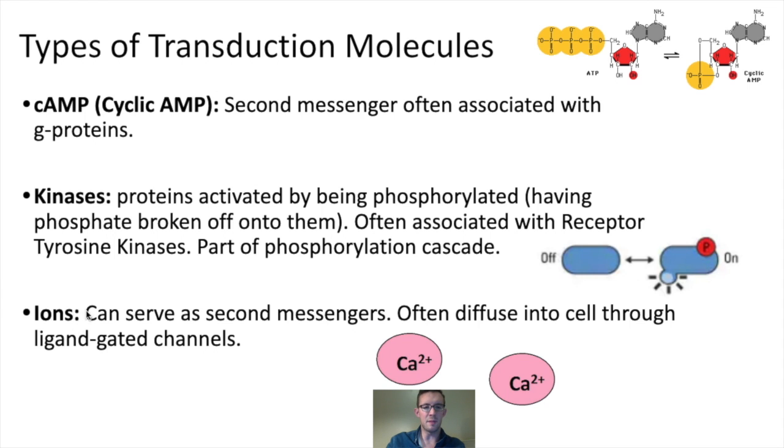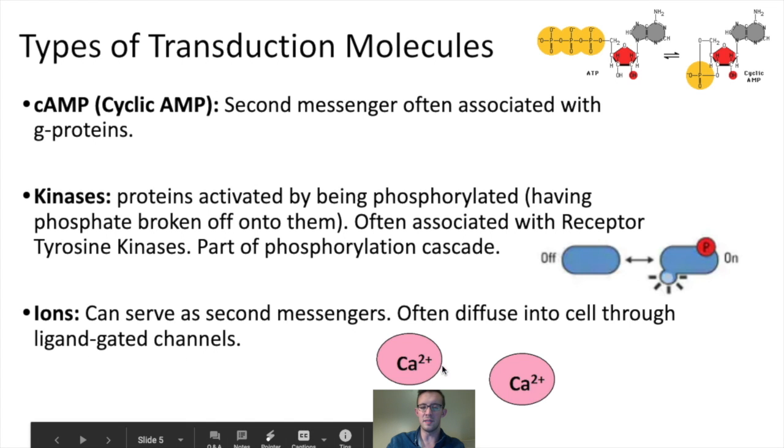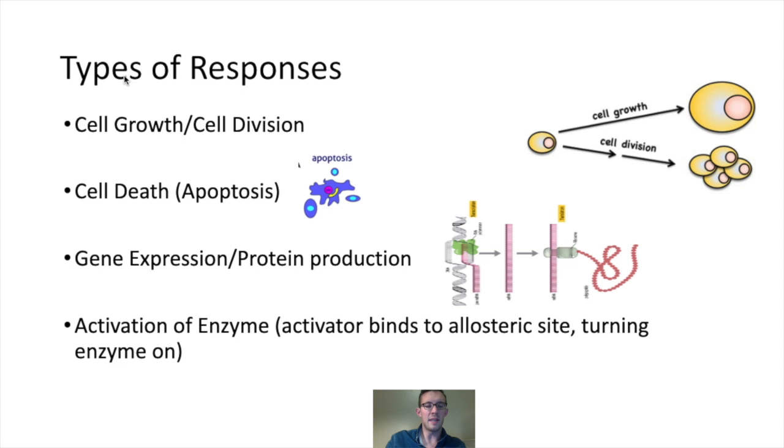And the last type of transduction molecule we'll cover here are the ions that can get diffused into the cell through ligand-gated channels. They're able to serve as second messengers carrying the signal to target molecules in the cell. And last, to do a deep dive on type of responses, when the second messengers reach their targets in the cell, they can provoke a series of responses.